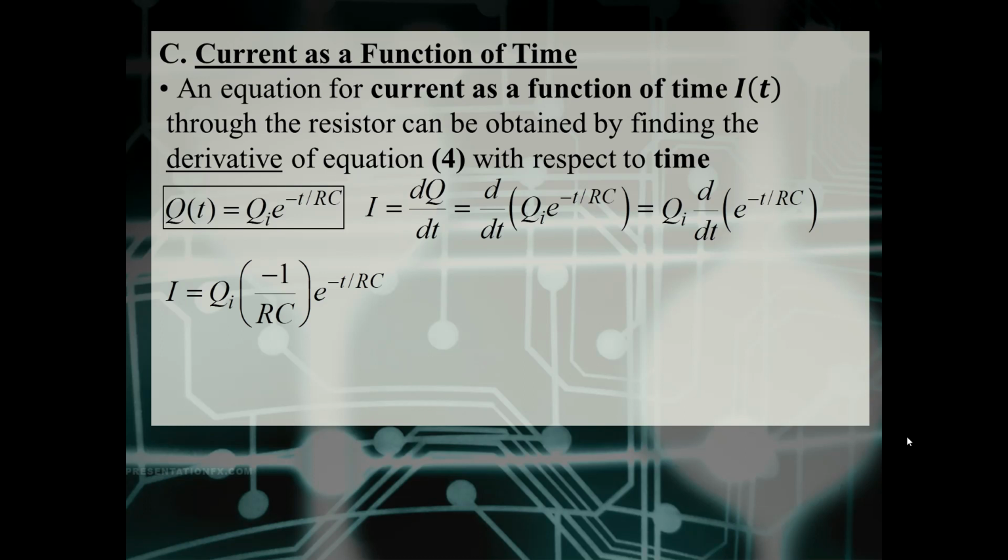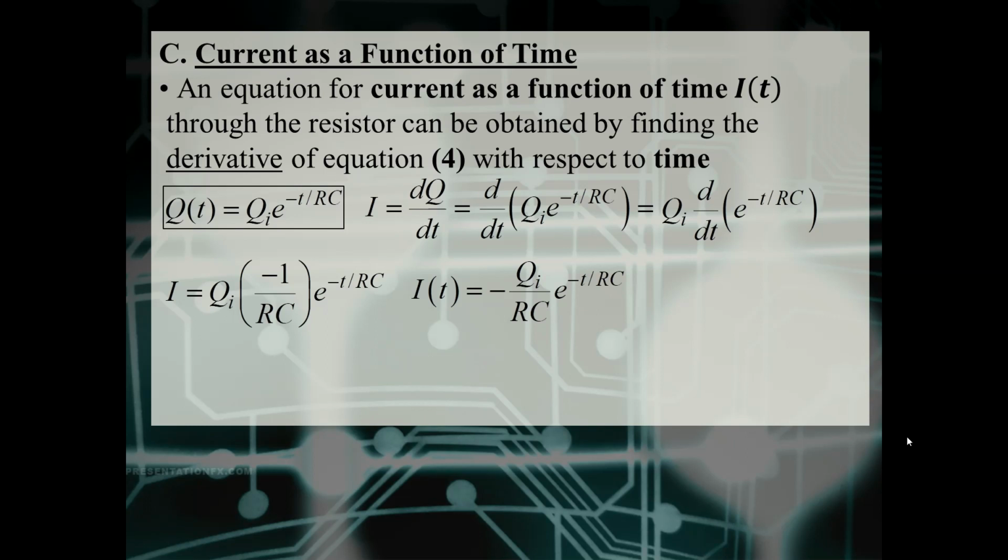And then we just need to take the derivative of e to the negative t over RC. So that's a function in the format e to the ax. And if you look at your formula sheet, the derivative of e to the ax would just be a times e to the ax. You're just applying the chain rule. So the derivative would then be qi multiplied by negative 1 over RC, e to the negative t over RC. Now, we're just going to simplify things a little bit. So then I have I of t is equal to negative qi over RC, e to the negative t over RC.